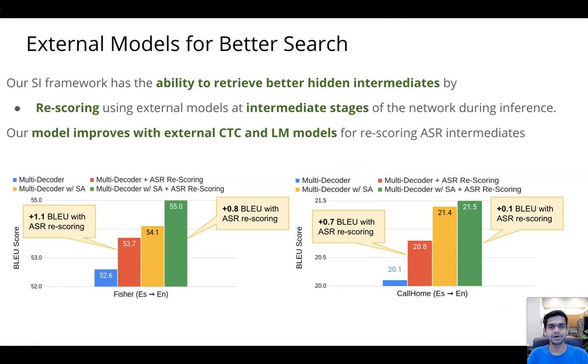By using external models like language models or CTC models trained on the same Fisher-CallHome data, we found that we could improve the ASR hidden intermediates and ultimately improve the overall ST performance as well. And we found that this was true for both the multi-decoder with and without speech attention. Without speech attention, the multi-decoder improved by 1.1 BLEU and 0.8 BLEU through ASR rescoring with external models. Similarly, the multi-decoder with speech attention improved by 0.7 and 0.1 BLEU.